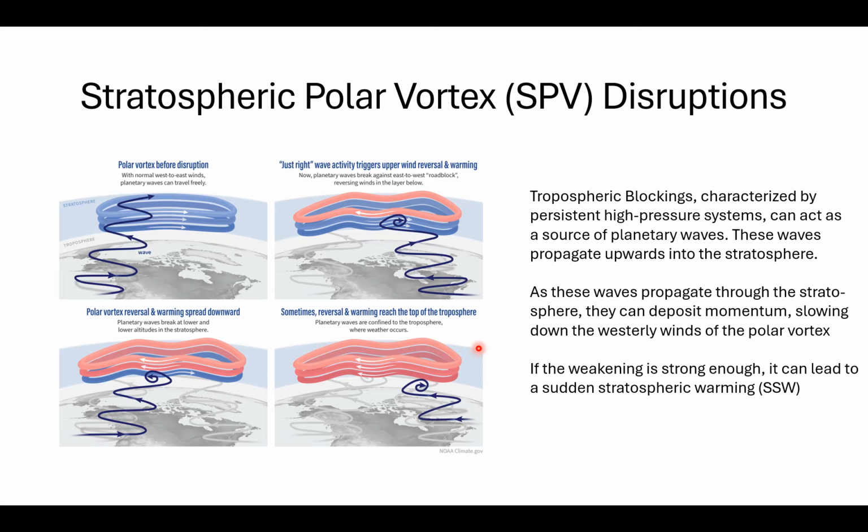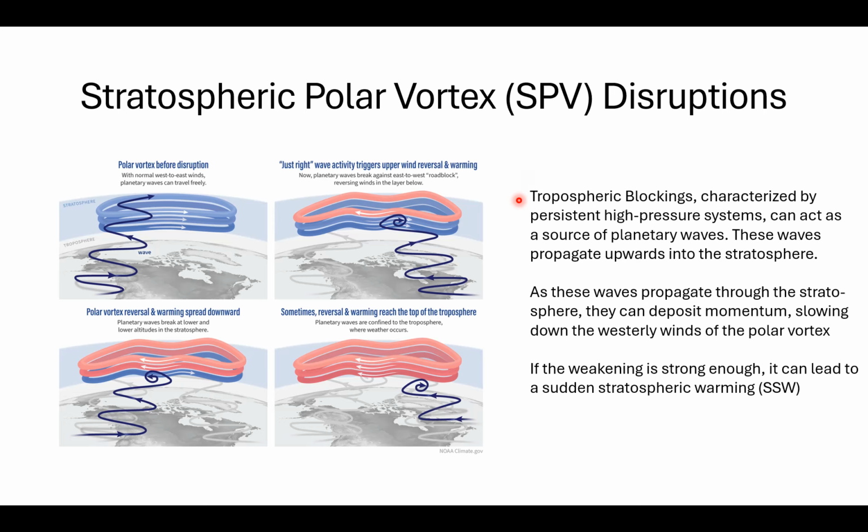And then finally here on the far right, the diagram is showing that sometimes reversal and warming will reach the top of the troposphere, where the planetary waves are confined to the troposphere where weather occurs. So bottom line is the shapes of this vortex do change over time.